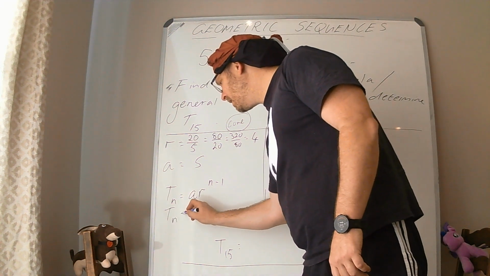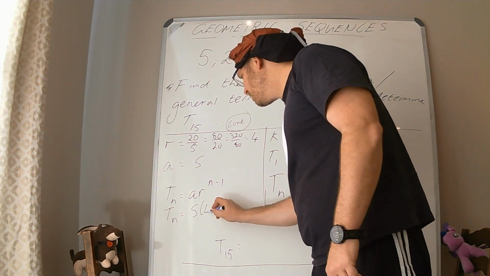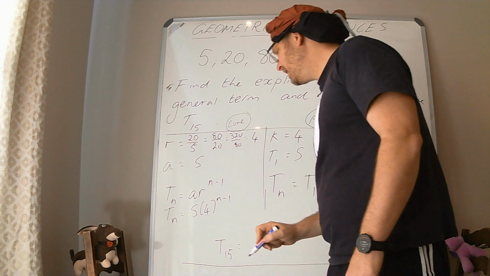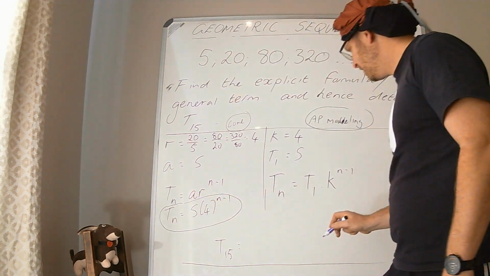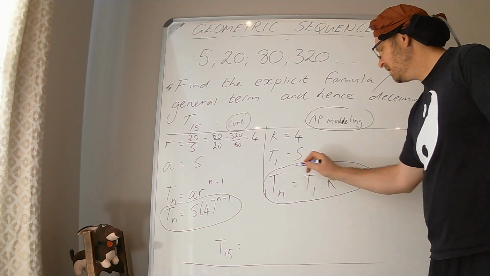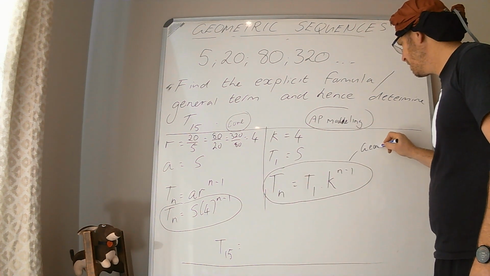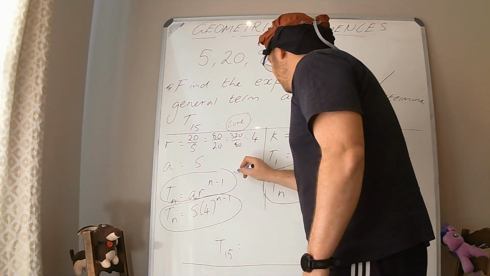So your general formula would be Tn is equal to 5 times 4 to the n minus 1. And that would be your answer. And if you use this notation, then the general formula is Tn is equal to, this is for geometric, remember, those two formulas are your formulas for geometric.